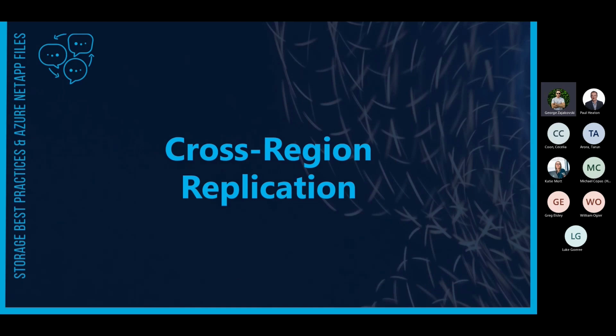I mentioned cross-region replication before. So basically what this is, it lets you synchronously replicate data from one ANF volume, like you have a source volume in one region, to another destination volume in another region. And it basically allows you to fail over your application if there is a region outage.